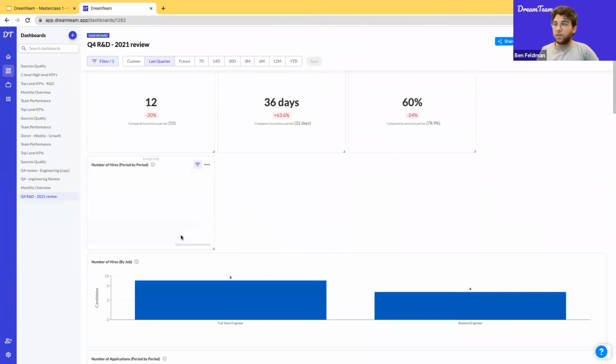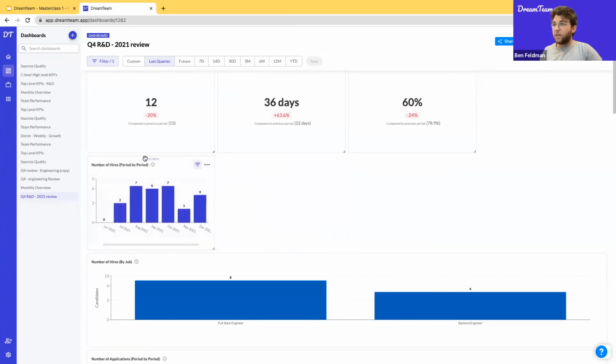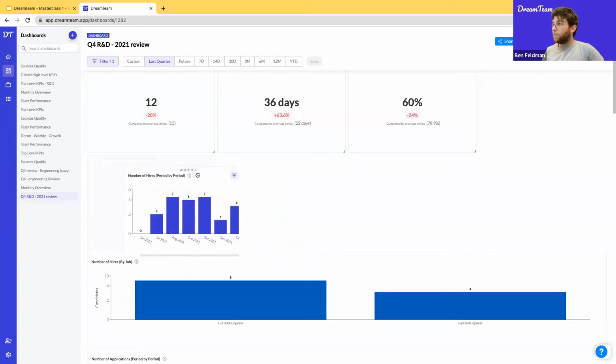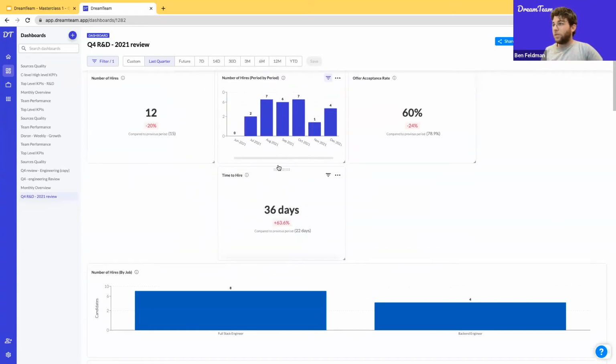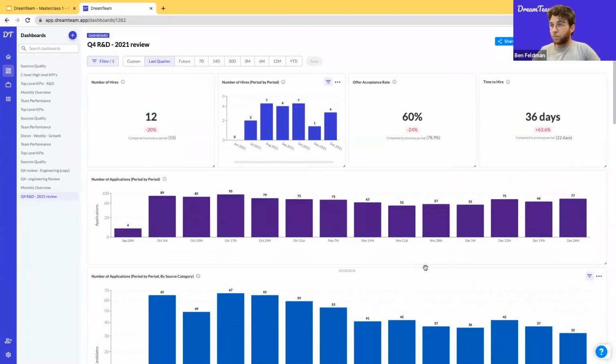So I'm actually going to make it a little smaller because it's not our main story. And what I'm going to do is, let's make it smaller, and I'm going to move it to the top. Let's move it next to our time to hire. Okay. Number of hires by job. Again, it's interesting. We can definitely have a full conversation about the differences between full stack and back end. But again, it's going to detract, so I'm going to remove it.